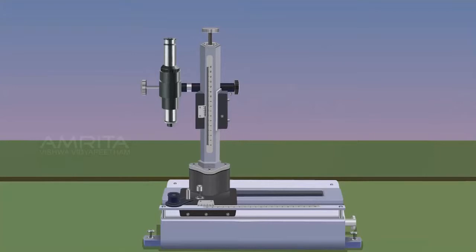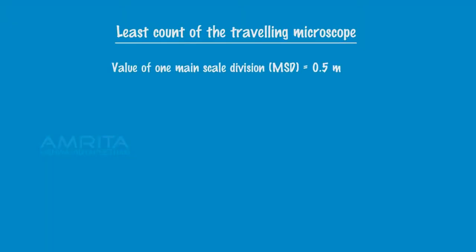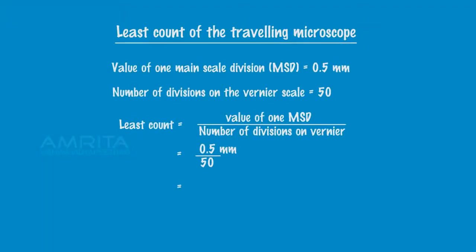The traveling microscope has the following parts: eyepiece, vertical main scale, vertical vernier scale, objective, horizontal vernier scale, and horizontal main scale. Now find the least count of the traveling microscope.